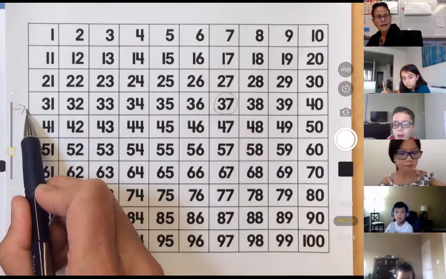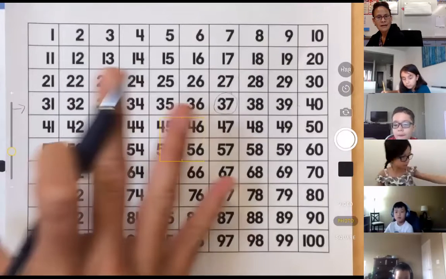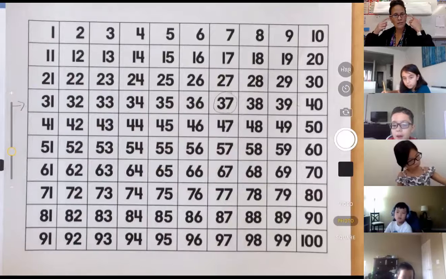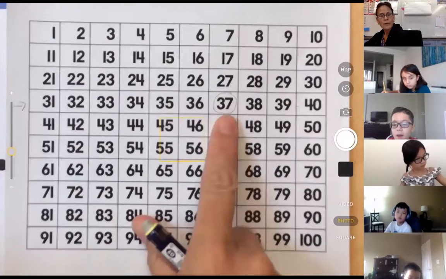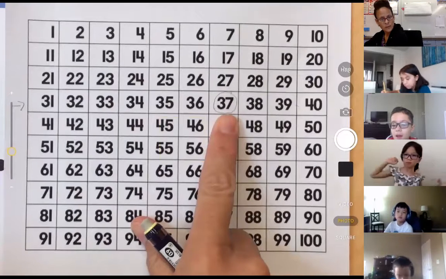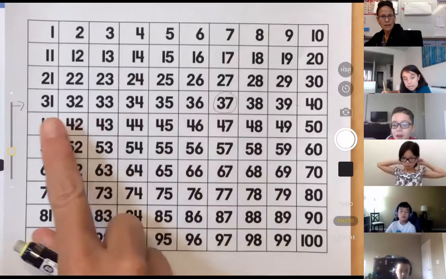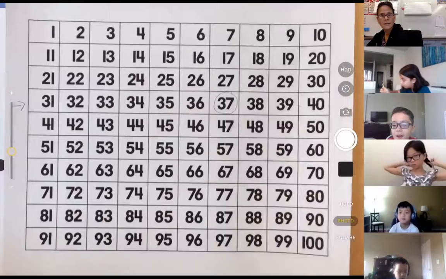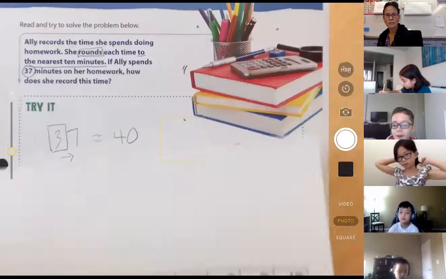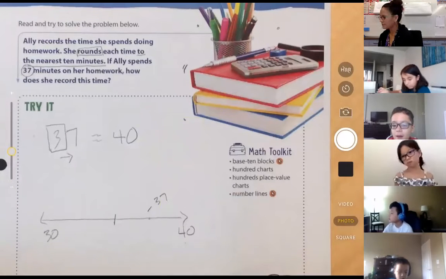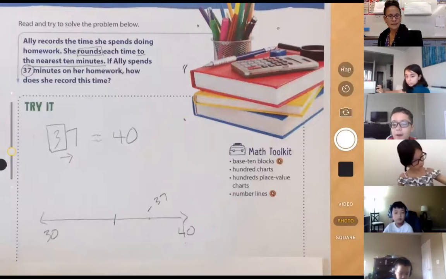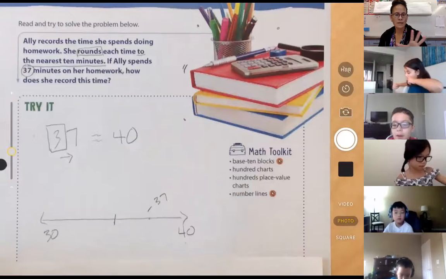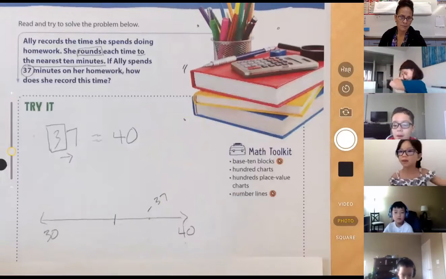So I'm keeping my hundreds number chart. I'm using it as a number line, as another way to visualize where 37 would be between those two tens, between 30 and 40. Can everyone see that? If you take this number chart and compare it to my super quick number line, you will come up with the same answer. Many, many different strategies for rounding.